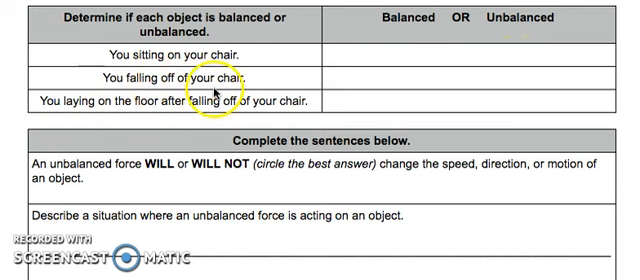You falling off your chair. Is that balanced or unbalanced? You laying on the floor after falling off your chair. Balanced or unbalanced? Press pause.